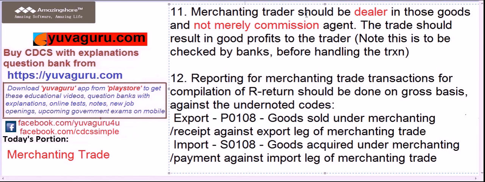The merchanting trader should be the actual dealer in those goods, means the actual merchant doing the business of those goods, and not merely a commission agent. The trade should result in good profits for the trader. Now this is something to be checked by the bank, which is not the job of the bank, but it is to be checked. While reporting the transaction in our returns, the following codes should be used. For export, P0108, and for import, S0108.